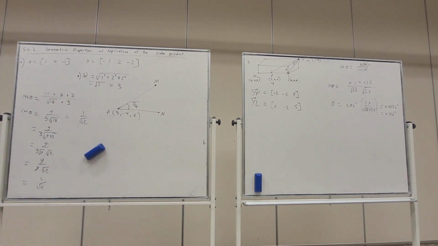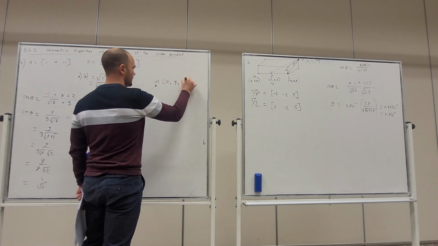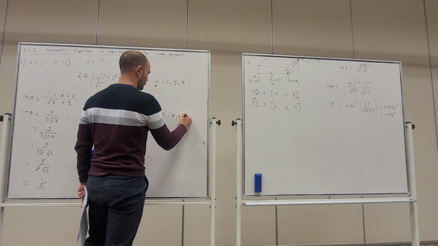Alright, we need to find these points. So let's just call them for now: M can be X, Y, Z, and N can be P, Q, R.